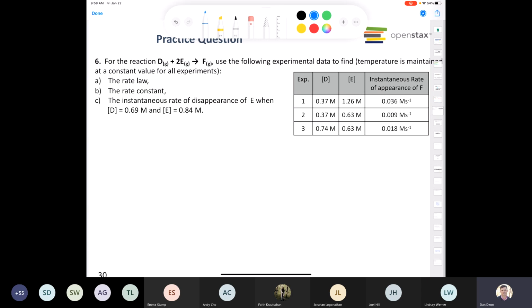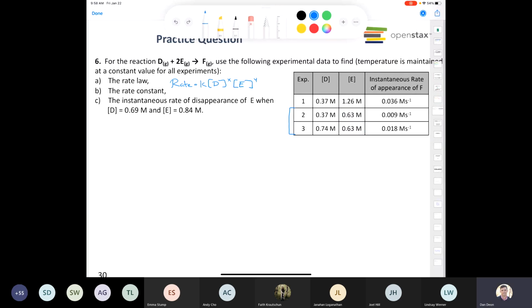So we know that the rate law is going to look something like this. Rate is going to be equal to K times the concentration of D to the power of X times the concentration of E to the power of Y. Let's start by determining X. If we want to determine X, we need to choose the two experiments to compare where the concentration of E remained constant. That way we would be able to eliminate E when we compare the two.